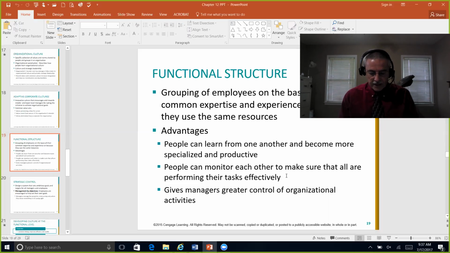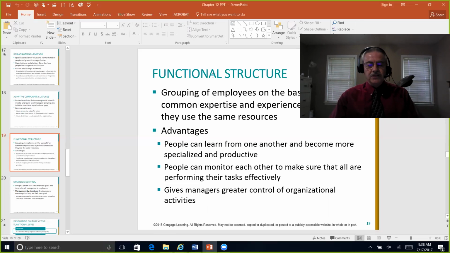They can also monitor and make sure that all performing tasks are done effectively and not shirking their responsibilities. So peer pressure in this second bullet here is paramount in how managers can leverage peer pressure and how that peer pressure can help improve performance. And also the last one, it gives managers control over their organizational activity. So it gives them more organization.